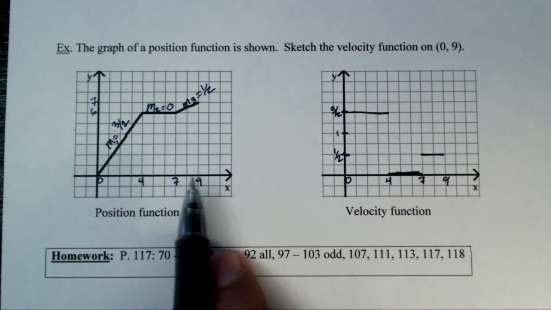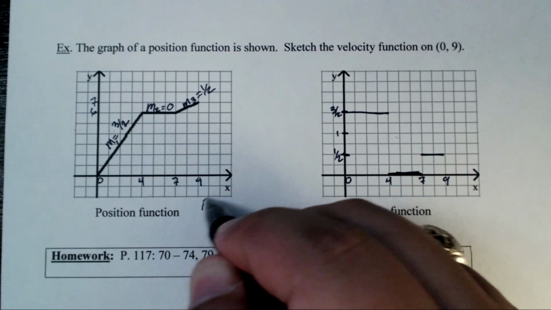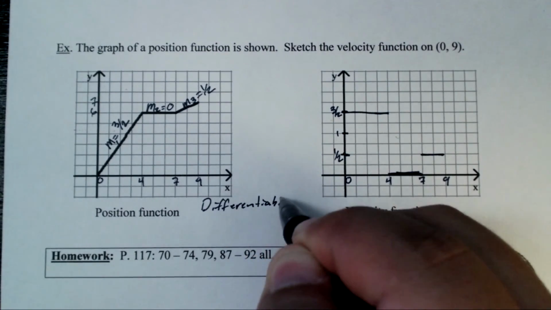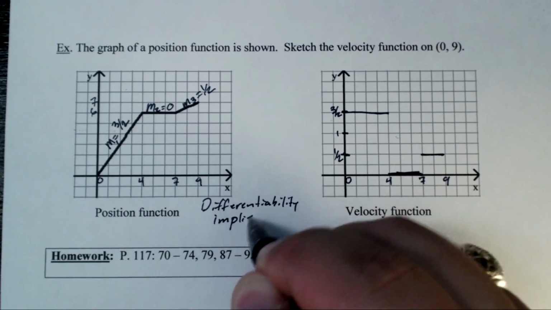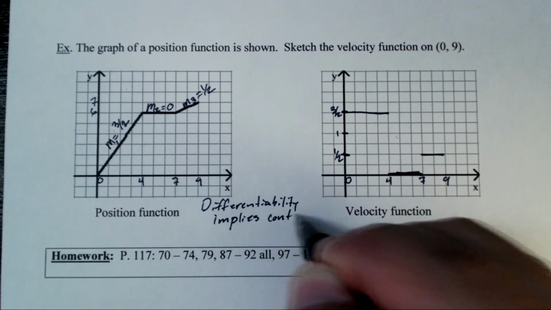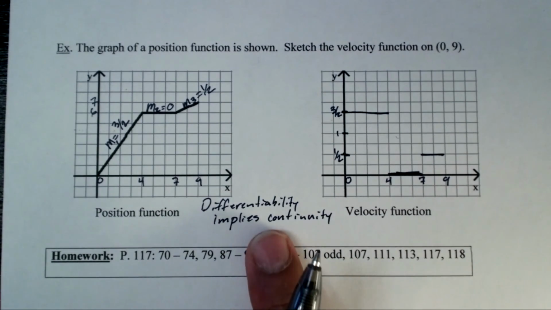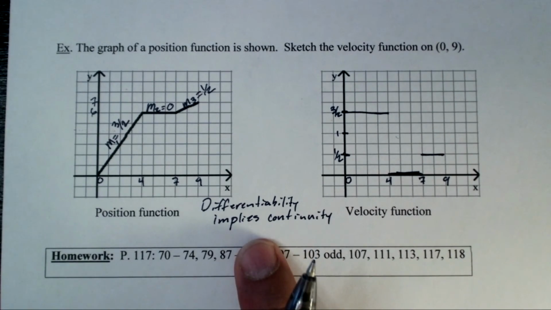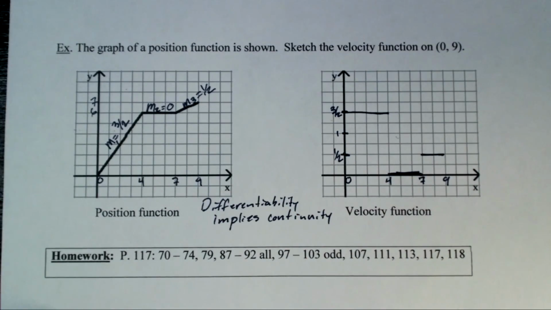So what we need to take from this is that differentiability implies continuity. Okay, so if a function is differentiable, it's definitely continuous. However, if a function is continuous, it's not necessarily differentiable at those points.